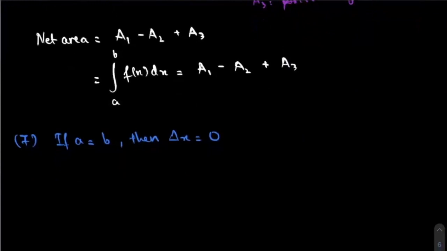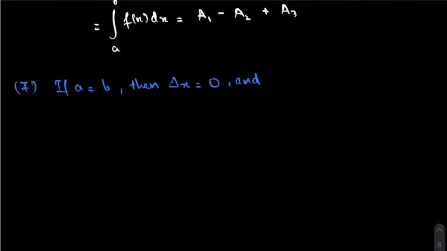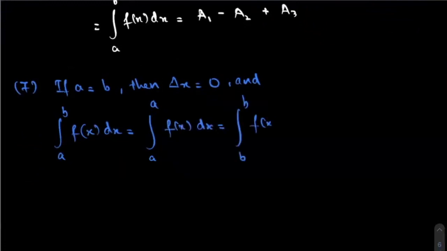Makes sense, right? Because if a is equal to b, delta x is equal to b minus a, and b equal to a, delta x is equal to 0. And you have the integral from a to b of f of x dx is equal to the integral from a to a of f of x dx, equal to the integral from b to b of f of x dx, and actually equal to 0 because the width is equal to 0.